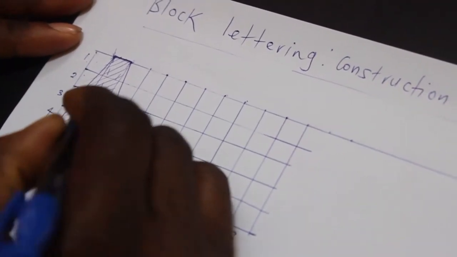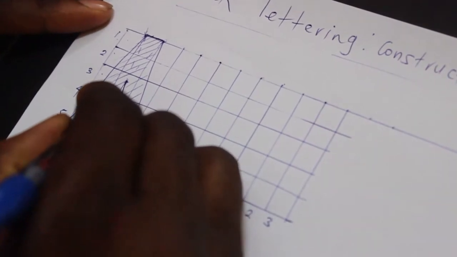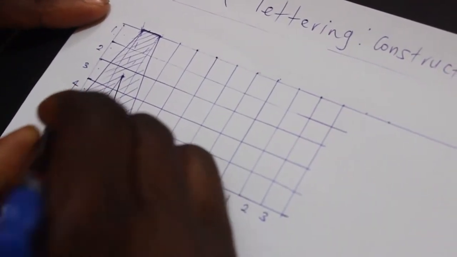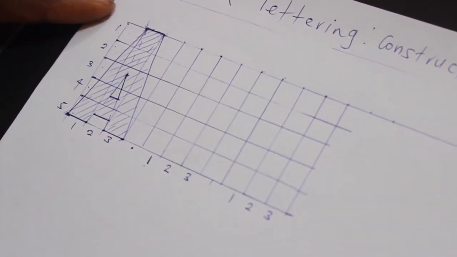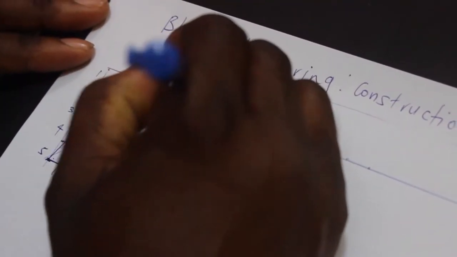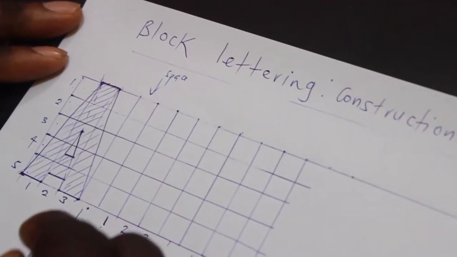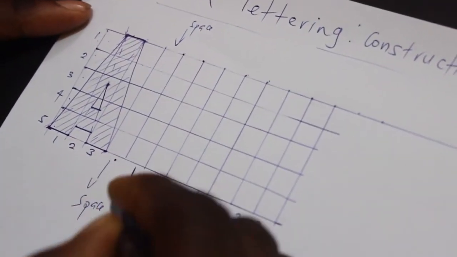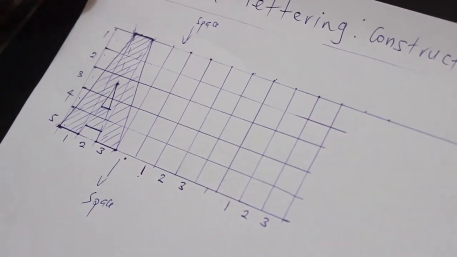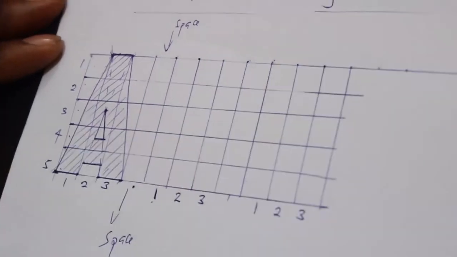So I hope you can see how I constructed the first one. So we have alphabet A. Okay, so like I said, this is a space. This one is a space between the alphabet. This over here, that's a space. Make sure you observe it. You leave a space when you are doing yours. All right, so the second alphabet here is what?